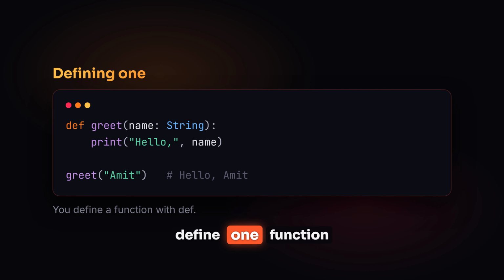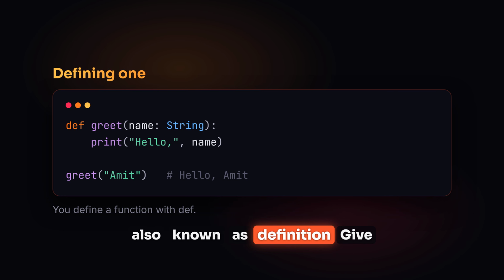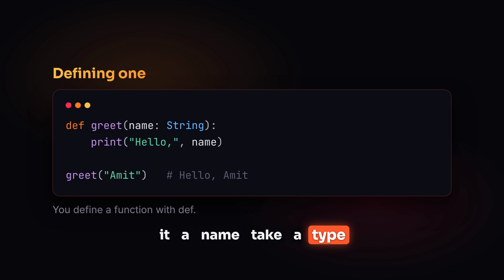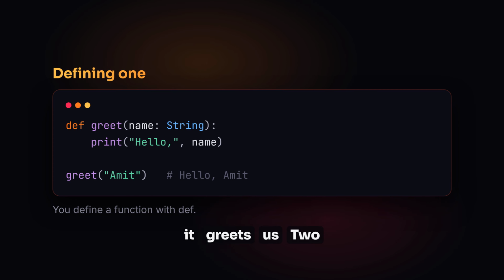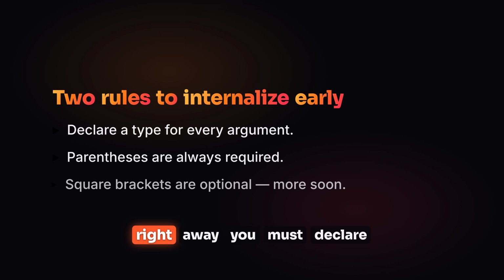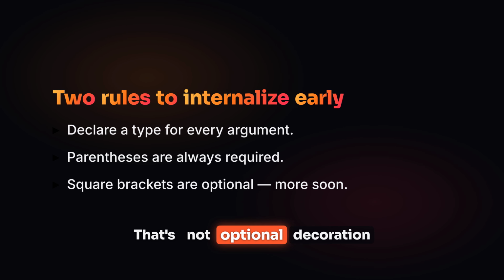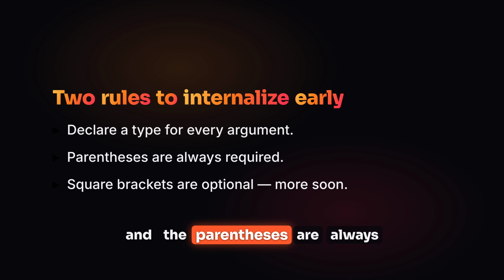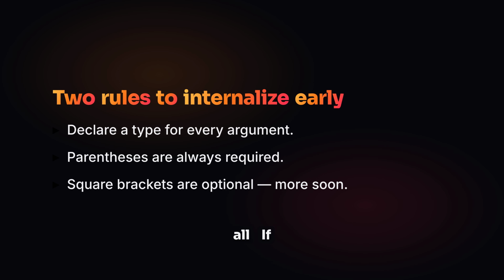You define a function with the def keyword, also known as definition. Give it a name, take a typed argument, do some work, and then we just call it with a name and it greets us. Two rules to internalize right away. You must declare a type for every argument. That's not optional decoration, and the parentheses are always required, even when there are no arguments at all.